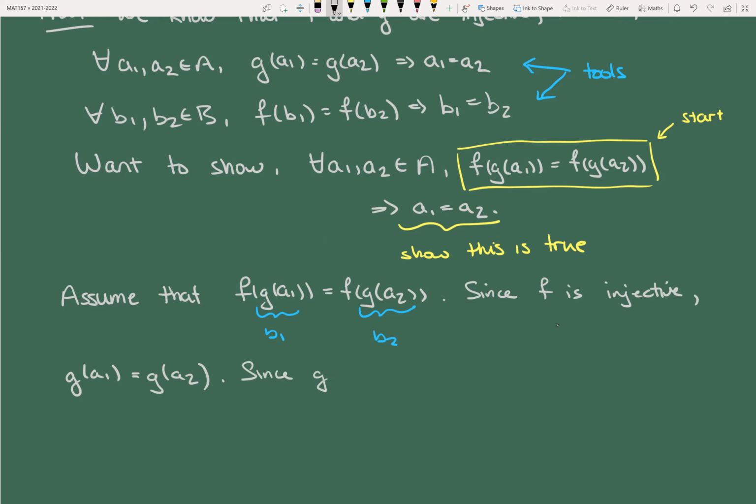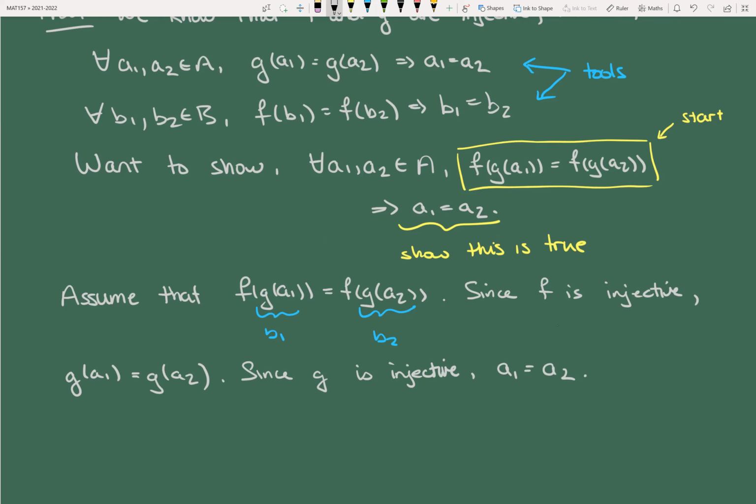So since G is injective, A1 is equal to A2, right? And look at what I underlined and said, show this is true. That's what we wanted, right?